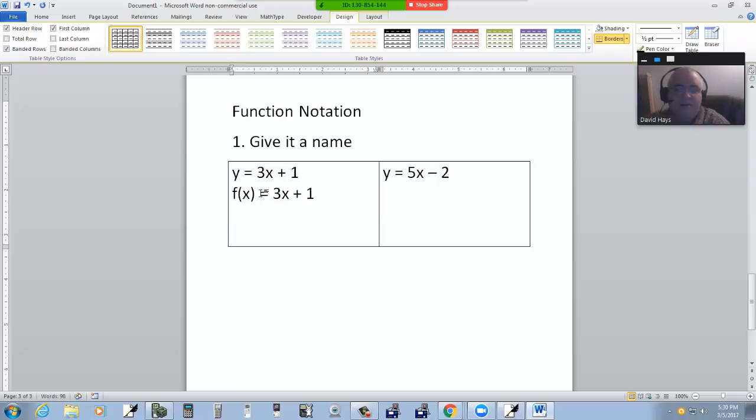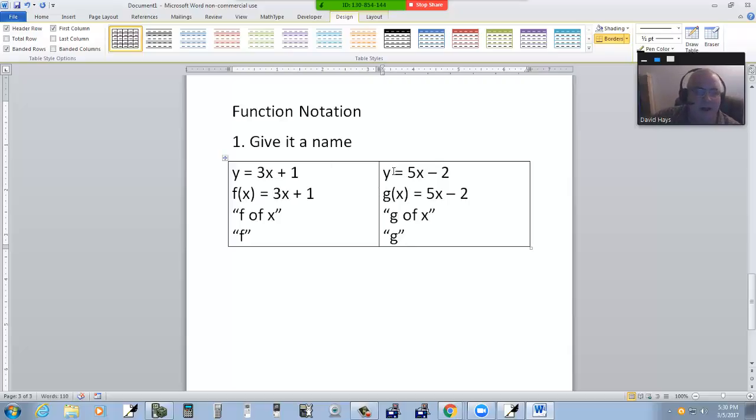This one I may call it by this name. How you read that is f of x. There's no mathematical meaning there. That does not mean f times x, it's just a name. Or we get even lazier in math and we call it f. Now this one over here, I can call it g of x. And we get even lazier and call it g.